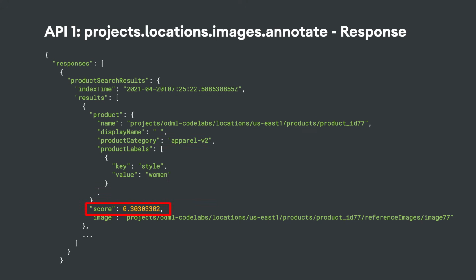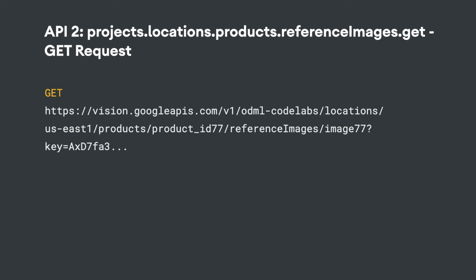Score is the value indicating how similar the search result is to your query image. Higher values mean more similarity. Image is a unique identifier of a reference image. You'll need to make another API call to get the URL of the reference image, download it, and show it in the app. So this is the second API that we should call.